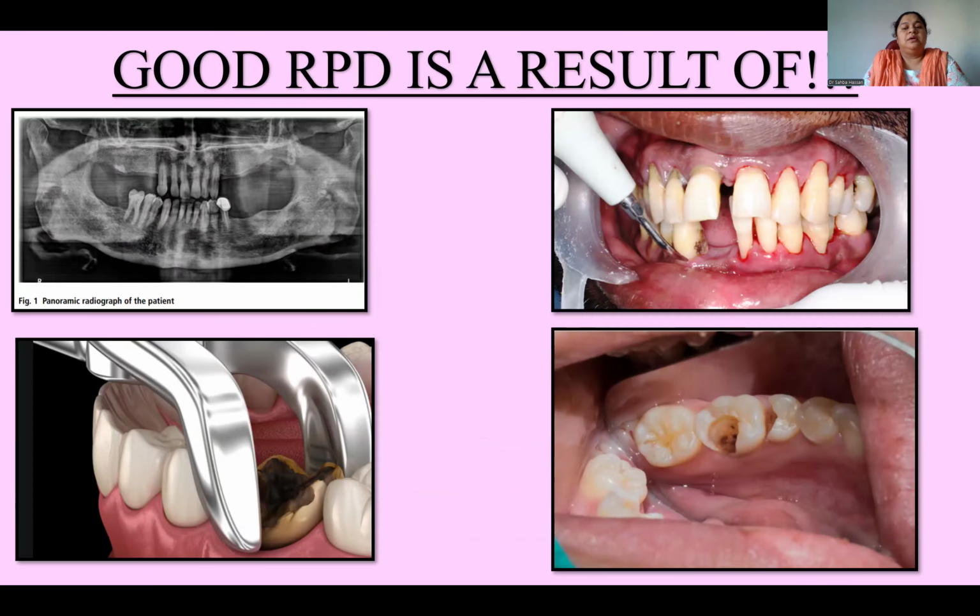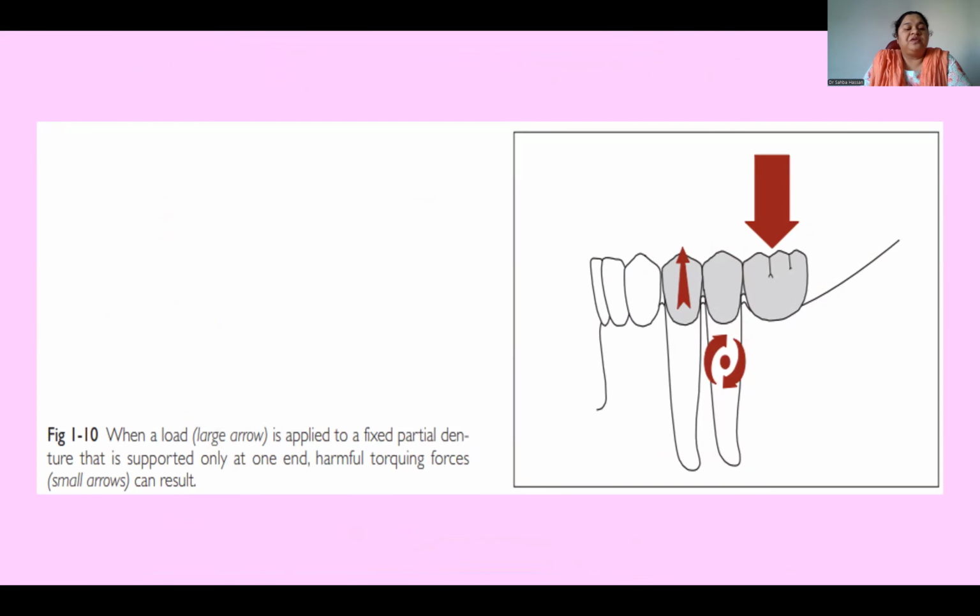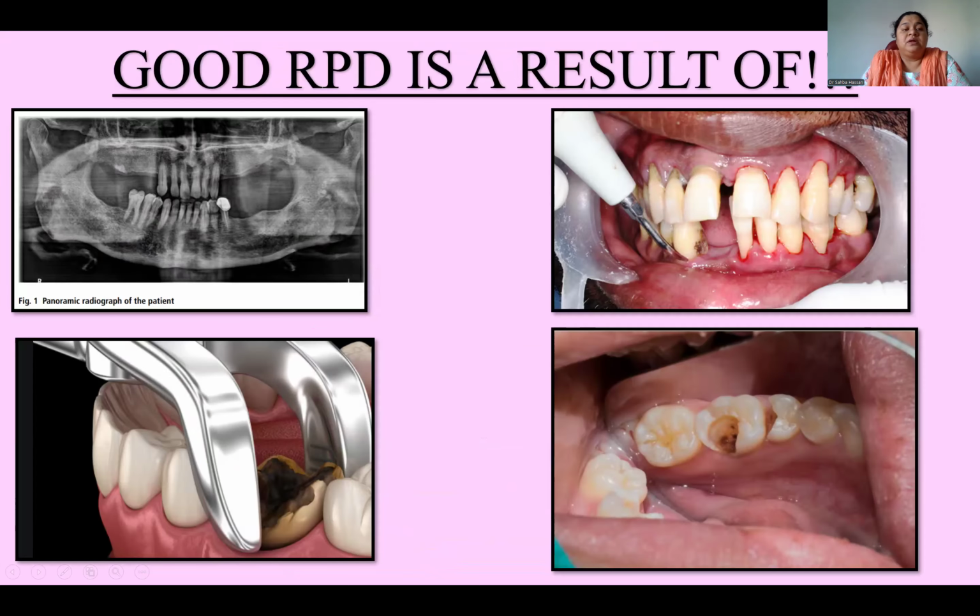Now see, when a load is applied to a fixed partial denture, the dark gray lines you are seeing, that is what we are telling: if there's a long space or there's no support at the other end, you cannot give FPD. Harmful forces will be there and it will be acting on the abutment too. So it's not possible. So you have to give the RPD.